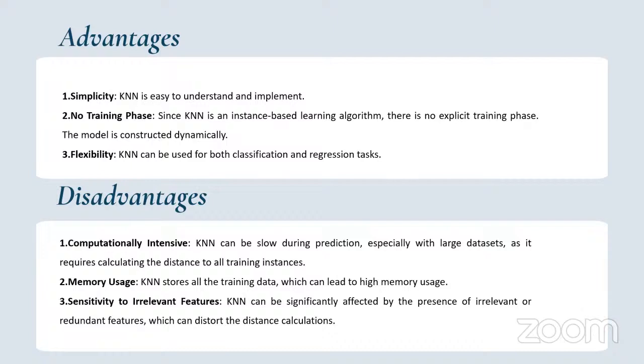Disadvantages: computation intensive. KNN can be slow during prediction, especially with very large data sets, and it requires calculating the distance to all the training instances. Memory usage: KNN stores all the training data, which can lead to high memory usage. And sensitivity to irrelevant features: KNN can be significantly affected by the presence of irrelevant or redundant features, which can distort the distance calculations.